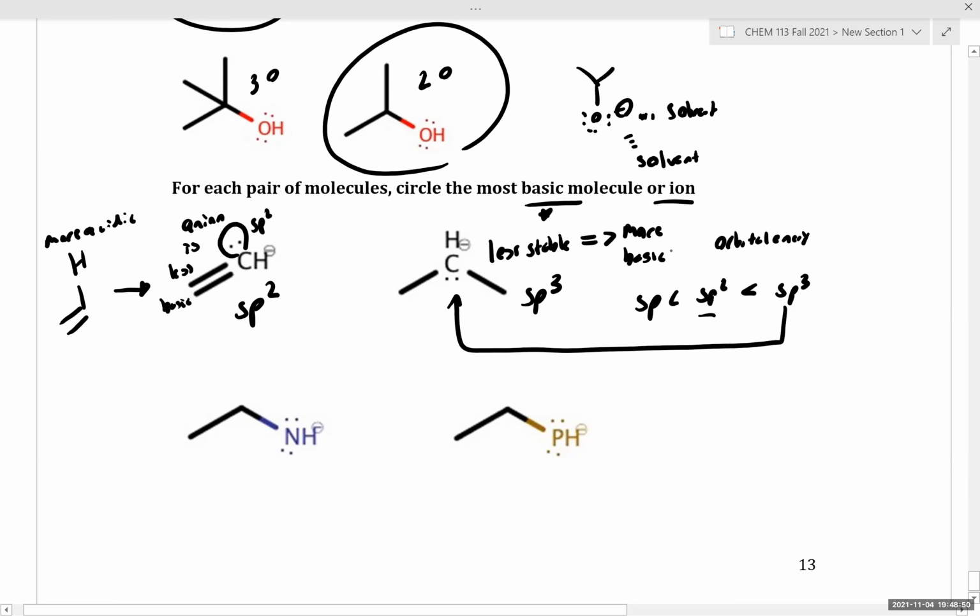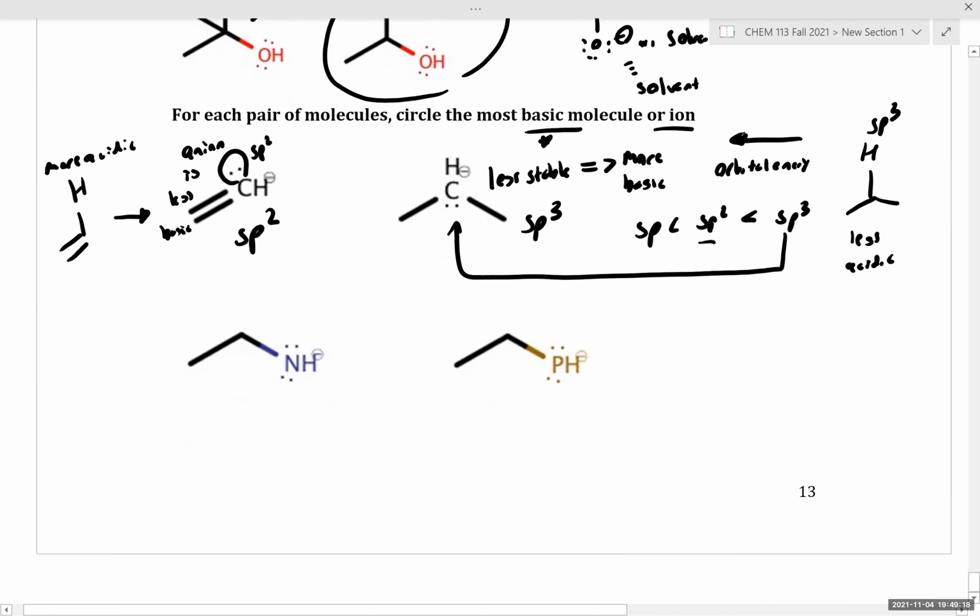Yeah, it will help if we draw the other one first. So you can also tackle this problem by looking at the acids, and you know that an sp3 CH bond is less acidic. So in turn, this anion would be more basic. Oh, okay, perfect. Does that make sense? That makes sense.